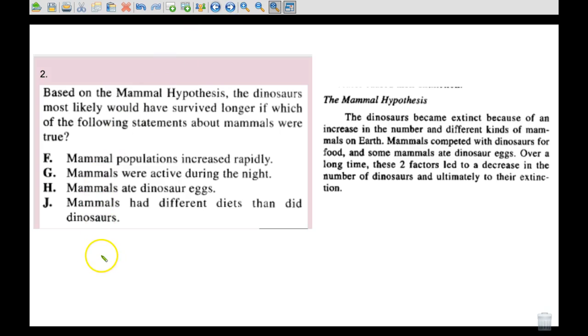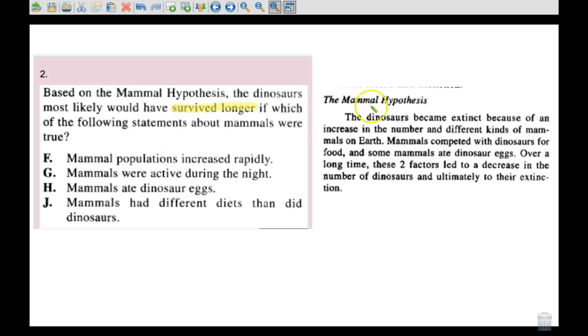Our second question, based on the mammal hypothesis, the dinosaurs most likely would have survived longer if which of the following statements about mammals were true. So our passages were all about the dinosaurs' extinction. So now what we're going to be looking for are things that are either not claimed or are the opposite of what's being claimed, because we want to know what would have happened if they would have survived longer.